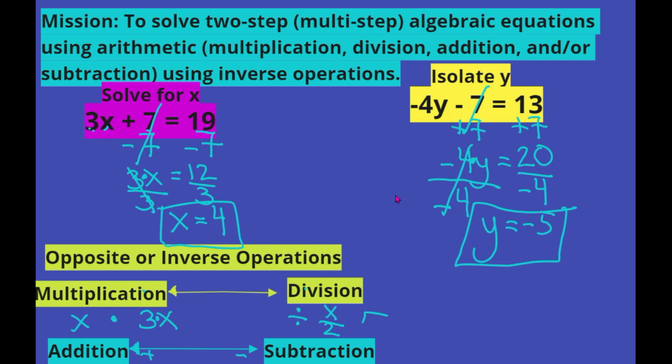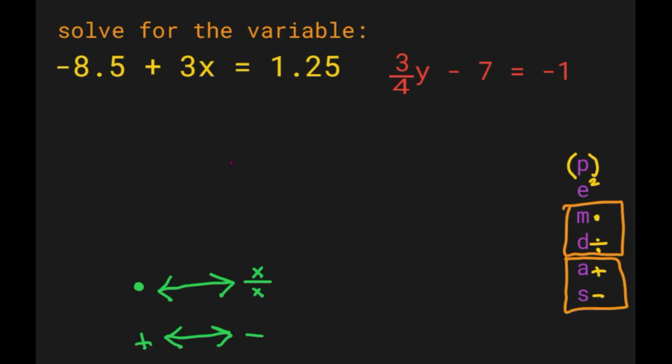Let's plug it in and see what happens. If I plugged in -5 here, -5 times -4, negative times a negative is a positive. 20 minus 7 would be 13. Yes. Ding. I got that right. Good for me. Let's try another one.